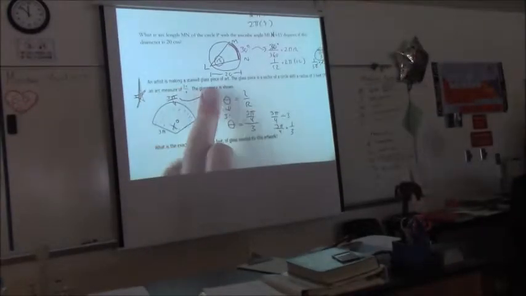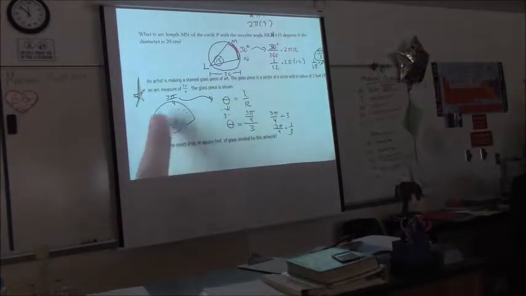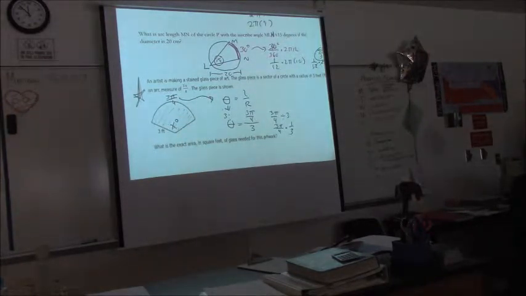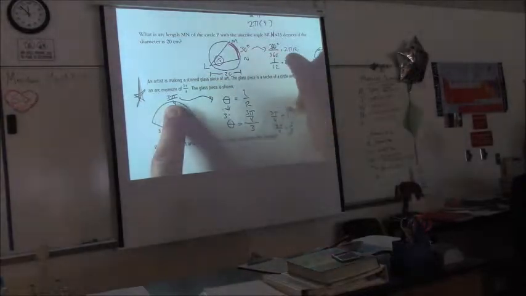An artist is making a stained glass piece of art. The stained glass is a sector. It's got a radius of 3. The arc measure. Now remember, arc measure. Wait a minute. That's not... Ooh, tricky.